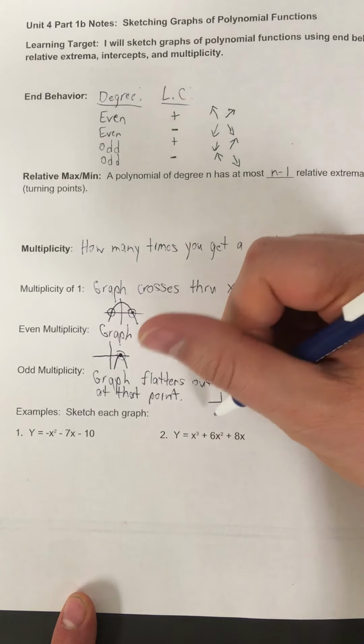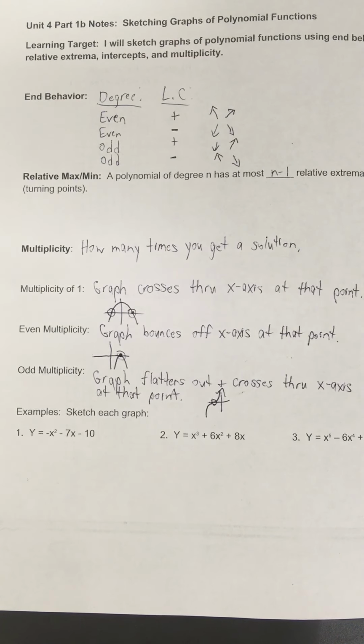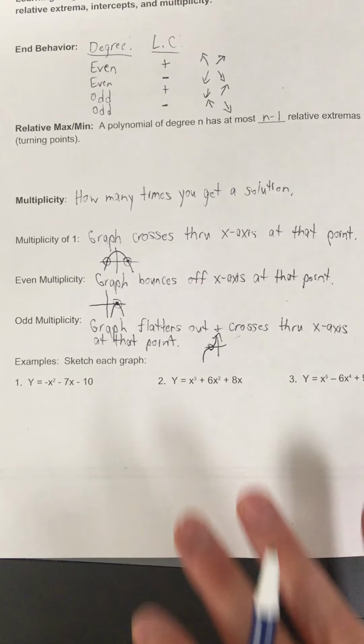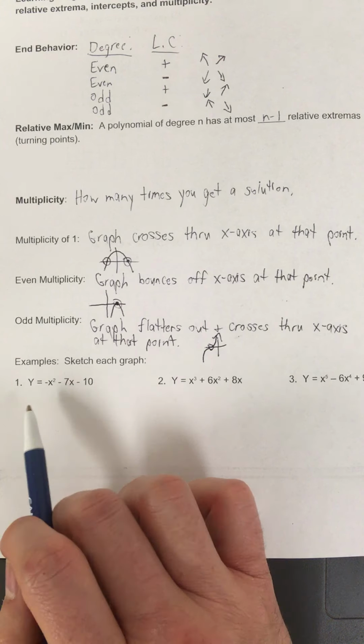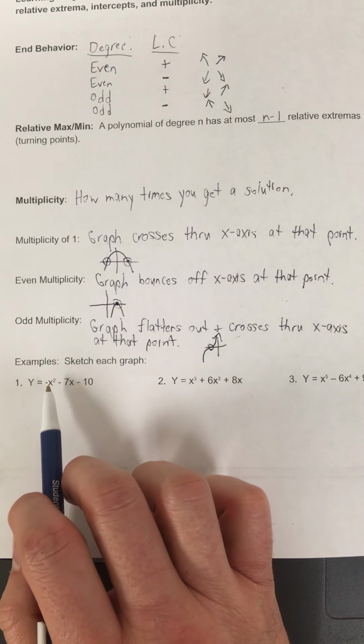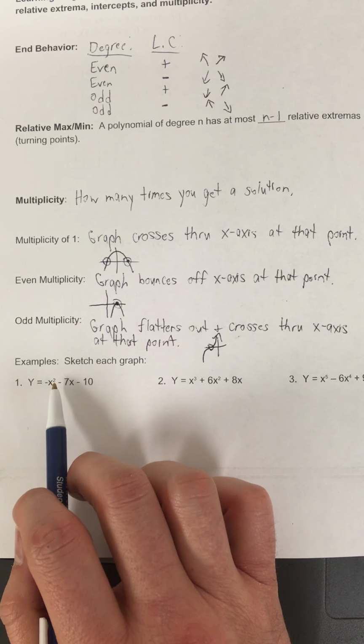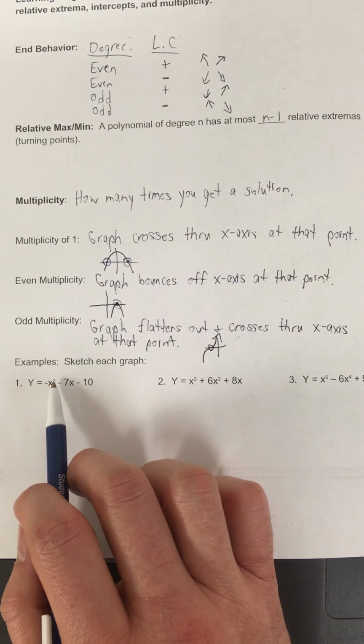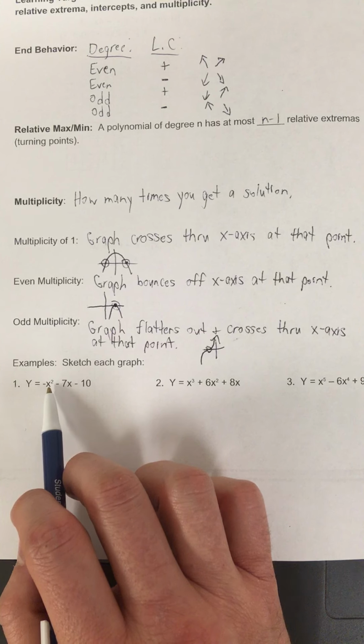Okay, so that's a lot of information. Now let's try to synthesize this, put this all together to draw our graphs. So if you look at these 3 problems on the bottom, starting with y equals negative x squared minus 7x minus 10. I already know how to graph x squared. We've been doing that. So you should already know what shape that one is going to be. It's going to be a parabola.